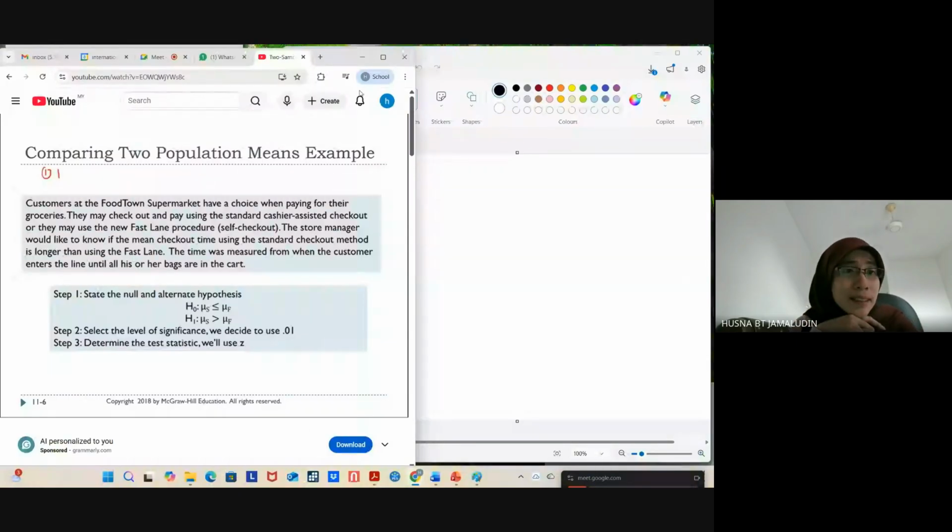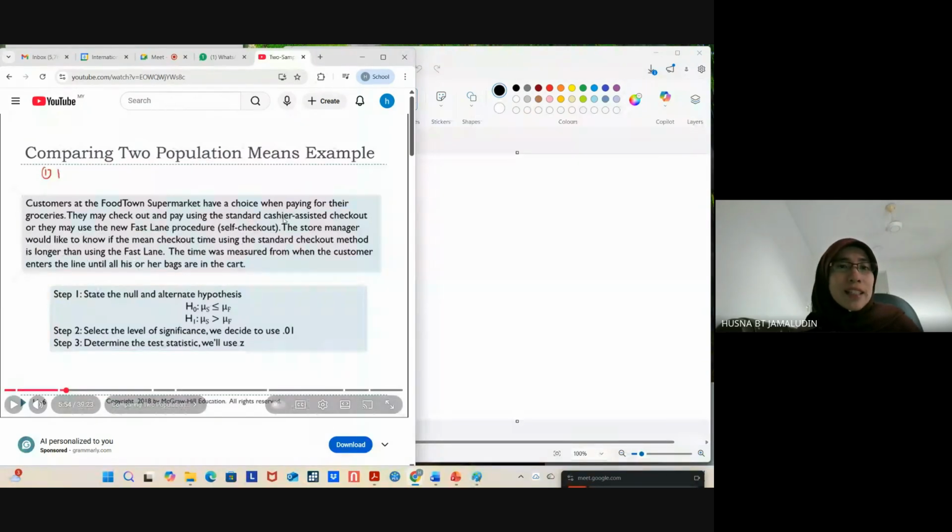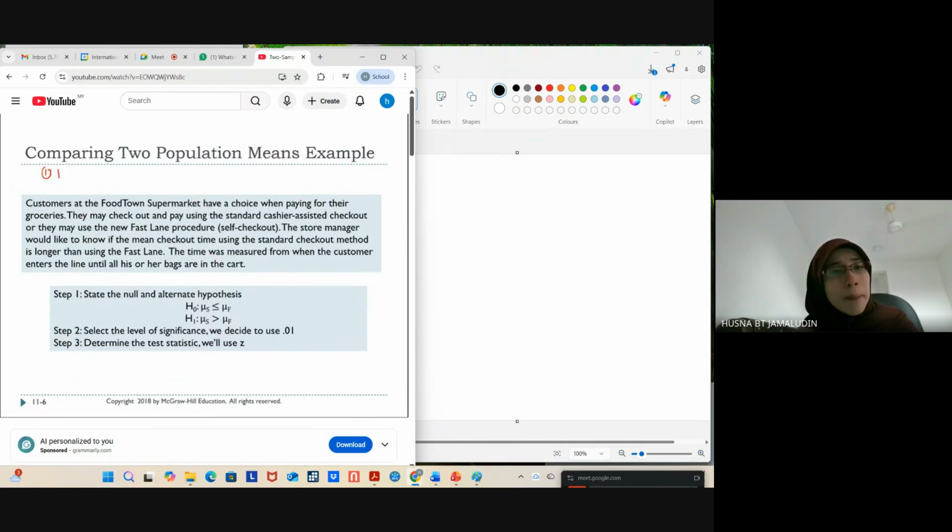So customers at this supermarket have a choice when they want to pay for their groceries, whether they want to pay using standard cashier assisted checkout or self checkout. So you can see that there are two methods of payment, whether the standard one using the cashier or self checkout. So these two pieces of information tell you we are talking about two sample tests, or two sample hypotheses, the same thing, right?